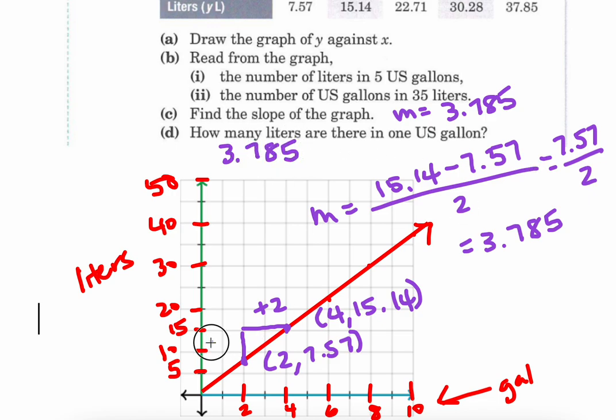Because this was going up 7.57 and it had a run of 2. That's how we got the rise and the run. We basically subtracted these values because they had decimals. So instead of doing rise over run, we could just subtract them to figure out the difference to get from one to the other. This 7.57 was for liters, and this plus 2 was for the gallons. So that's liters per however many gallons. That's how we can figure out that there's 3.785 liters per 1 gallon.